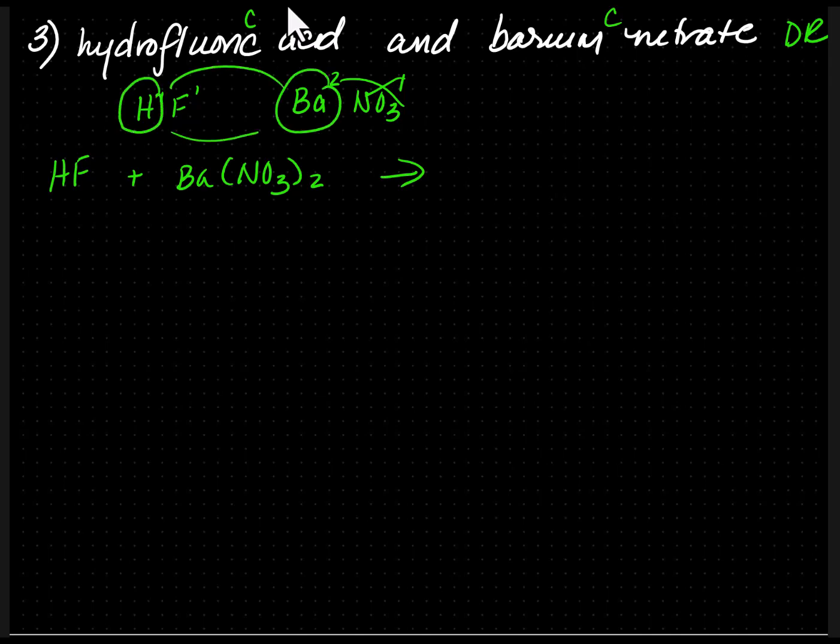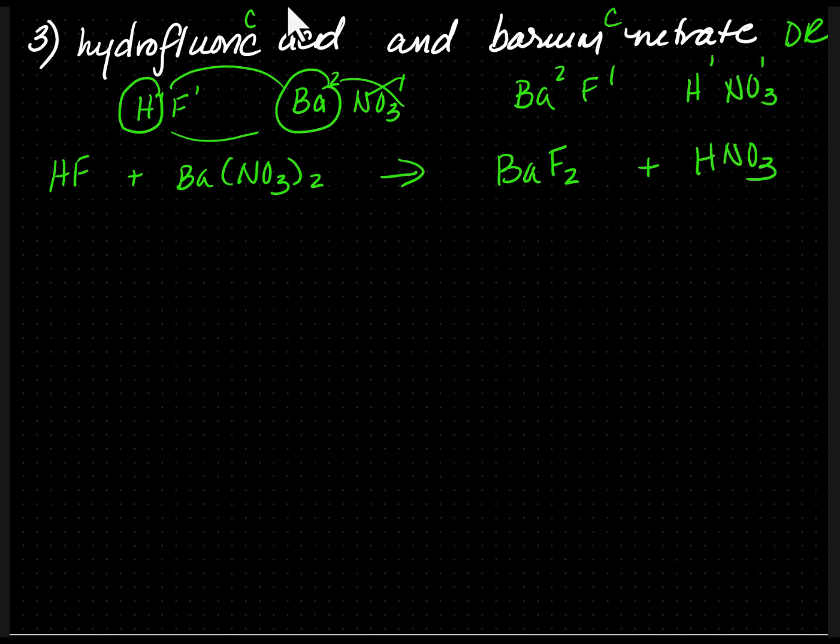So barium's new partner is F, so Ba. Charge of Ba is 2. F charge is 1, so I crisscross. This is BaF2. Plus hydrogen's new partner is NO3, so it's 1, 1, so this is HNO3. So now I need to balance.